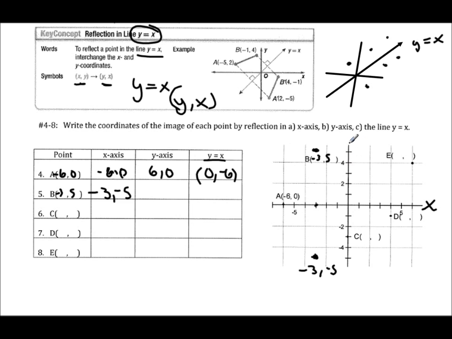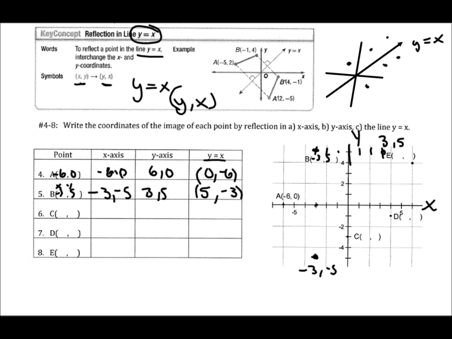Now flipping it over the y-axis, here's my y-axis. I have to figure out how far away it is from the y-axis, and it's 1, 2, 3 digits away from the y-axis. So I have to flip it over here 1, 2, 3 digits over the y-axis. And then remember the reflection over the line y equals x. I just flip-flop my x and y values so that they read y and x.